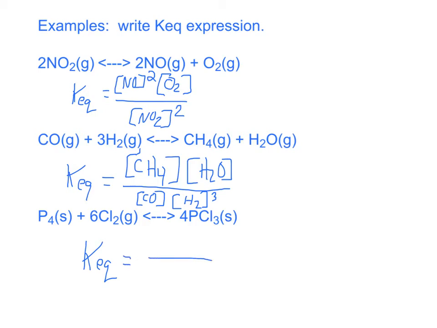So what do I put in my numerator? I don't have anything, just a 1. The products are solid, so it's 1 over, and there's only one gaseous reactant, so that's going to be the concentration of chlorine gas to the sixth power. All right, and that's a special case that we will see potentially again.